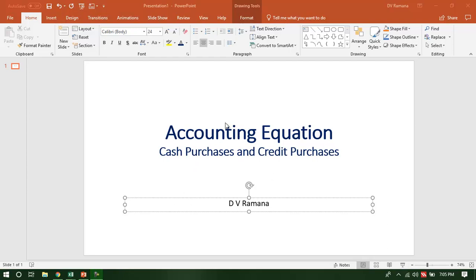Hello and welcome to our discussion on the accounting equation. In this session, we'll focus on understanding the impact of cash purchases and credit purchases on the accounting equation.